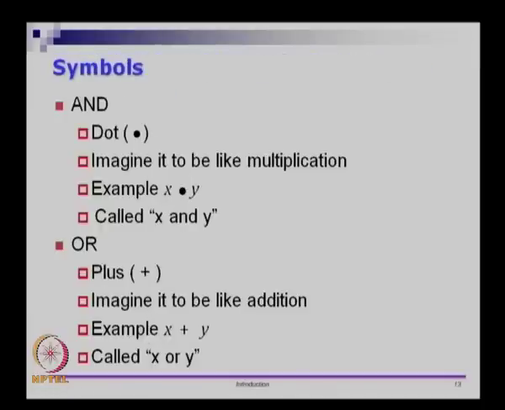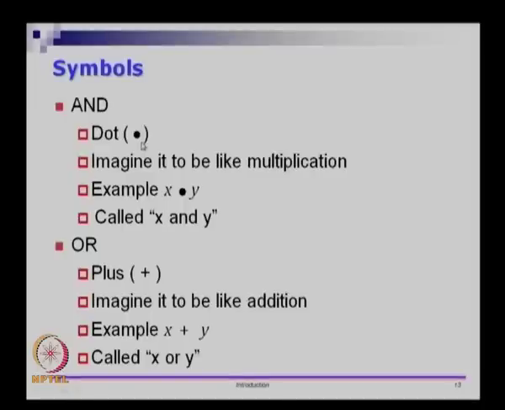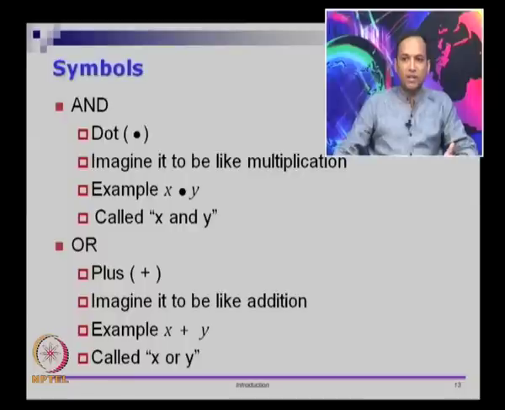So let us look at the symbols that we have used. For AND, we use the symbol dot, and you can think of it like multiplication. If you take numbers, sometimes you put a dot to imply multiplication, right. So for example, if I put x dot y, we should read it as x and y. And for OR, we use the symbol plus. You can imagine this to be like addition, but it is not quite addition, because 1 plus 1 is actually 1 or 1. So either it is 1 or another one, the output is still 1, it is not 2. So imagine it to be like addition, it is not quite addition here.